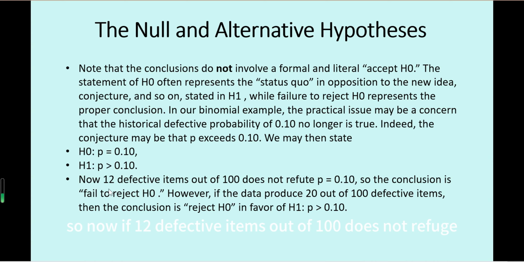Now if 12 defective items out of 100 does not refute P equals 0.1, the conclusion is we fail to reject H0 here. However, if the data produce 20 out of 100 defective items, the conclusion could be we reject H0 in favor of H1. So H1 is P larger than 0.1.